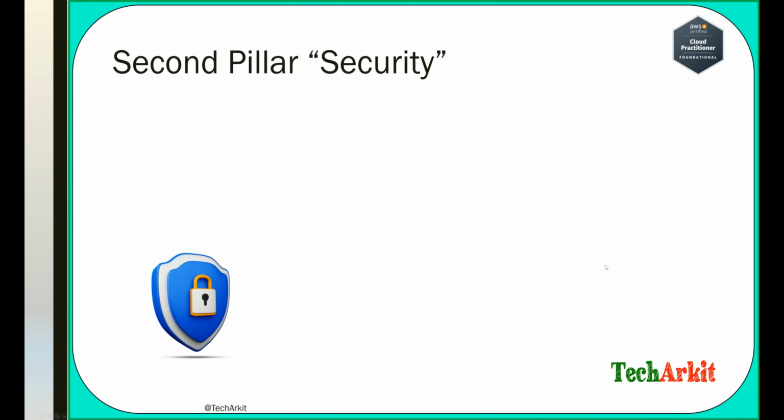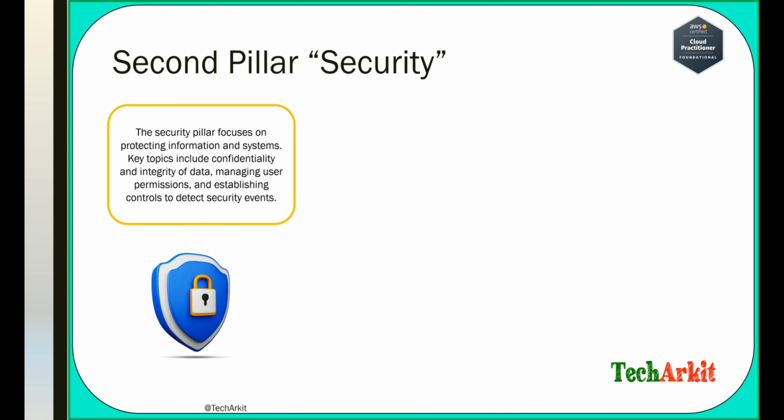The next one, the second pillar, is security. Security is the major one which most companies look for, right? The second pillar is all about security, focusing on protecting information and systems. Key topics include confidentiality and integrity of data, managing user permissions, and establishing controls to detect security events. So this is mostly focused on security aspects, ensuring the system designs and services are designed and operated in a secure and compliant manner, protecting data confidentiality, integrity and availability, and minimizing the risk of security breaches.